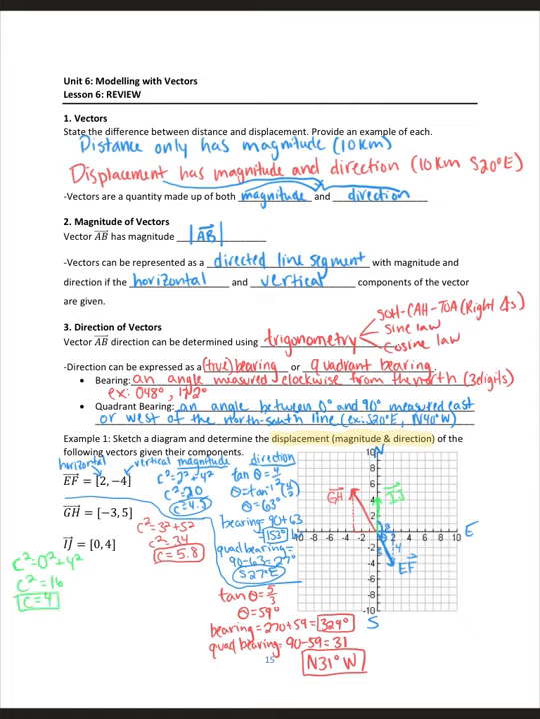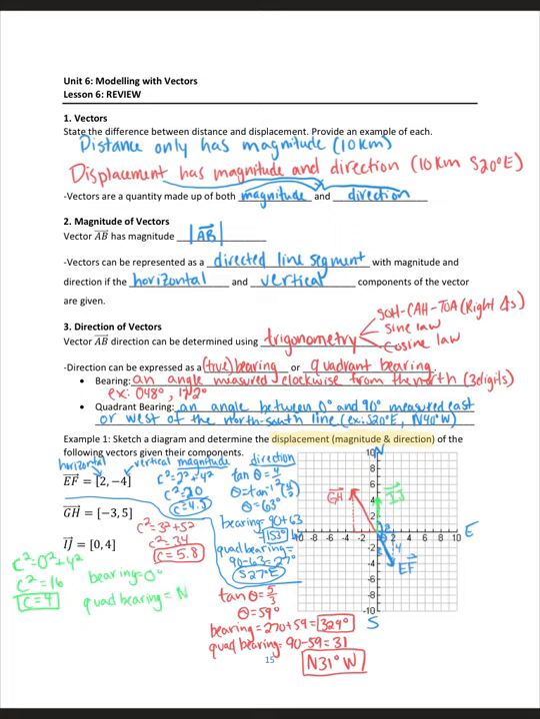Okay, so for our bearing, remember our bearing is that clockwise rotation from the north part of our compass. Well, we don't rotate it at all, so we could just say our bearing is 0 degrees. And our quad bearing, remember, it's always measured from our north-south line, so this is for sure on our north line.